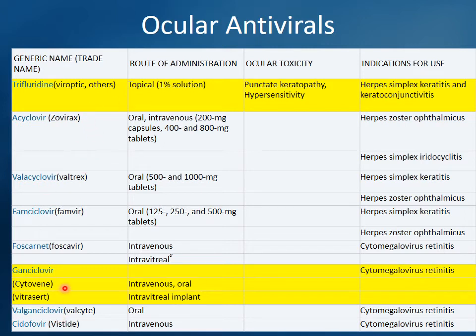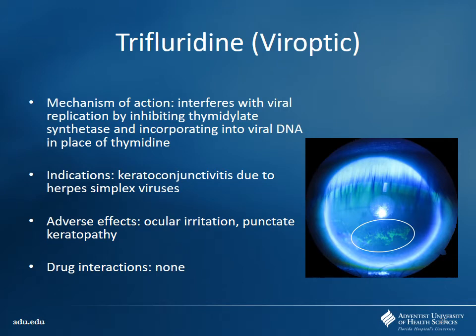But these are going to be the two topical ones we're going to talk about. I guess ganciclovir is not really topical. We'll talk about that in a second. But anyway, trifluridine or Viroptic, this one is going to be working to interfere with viral replication of their DNA by inhibiting thymidylate synthase.